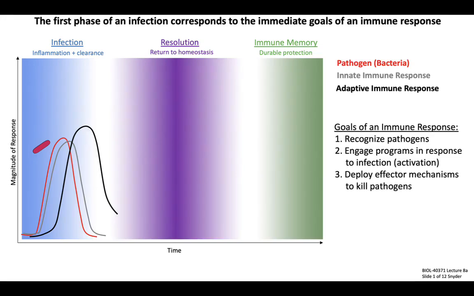This first phase of the immune response to infection in the blue portion of this figure corresponds to the first 3 goals of a successful immune response, which involve recognizing pathogens, engaging activation programs needed to respond to that infection, and then deploying effector mechanisms that kill the pathogen. We've learned a lot of details about the specific cell types and signaling pathways that accomplish these 3 goals, both for innate and adaptive immune responses. And we will revisit them in the next few slides as we go over an example of infection.